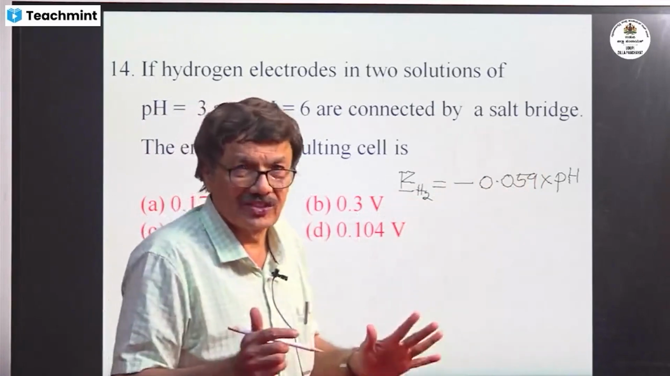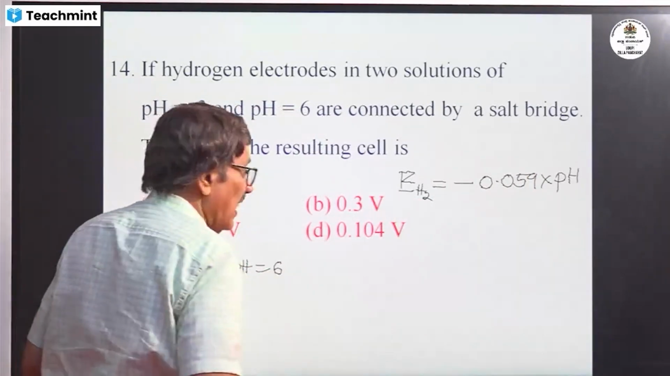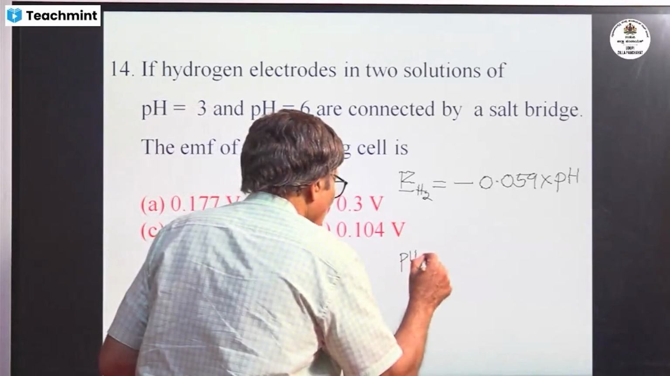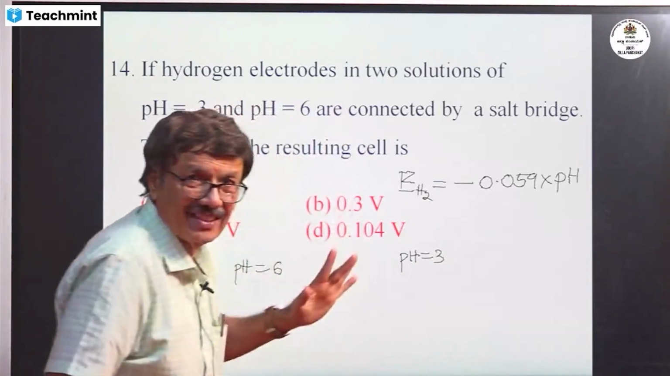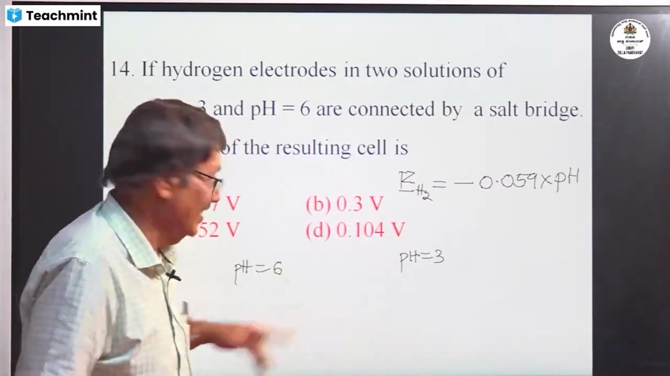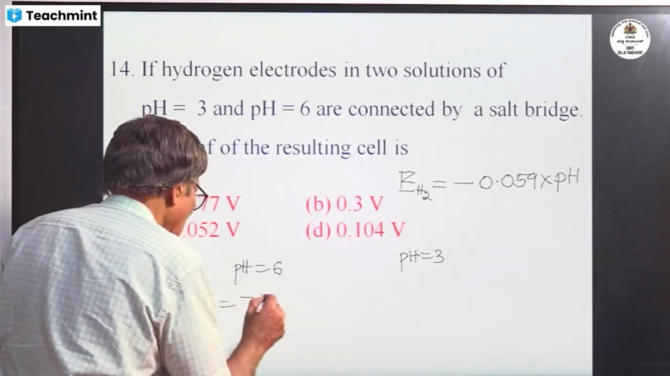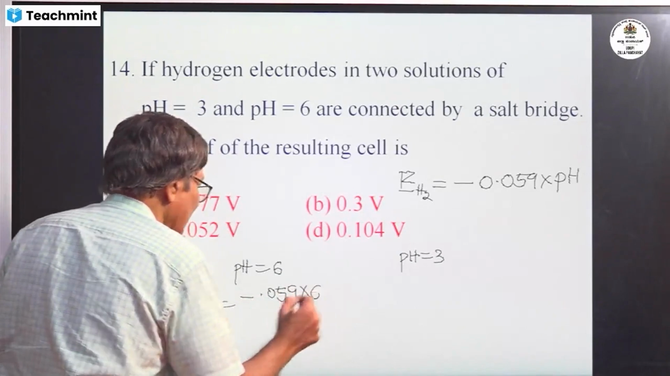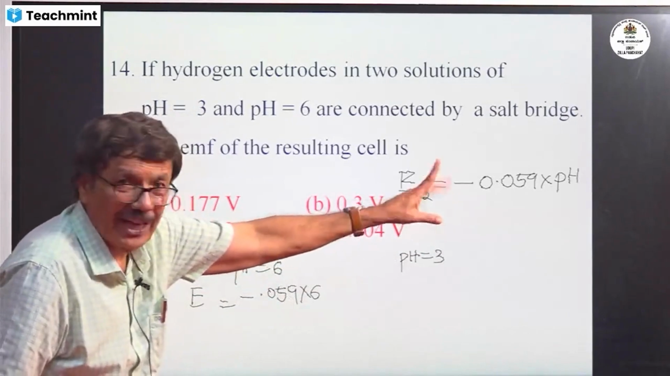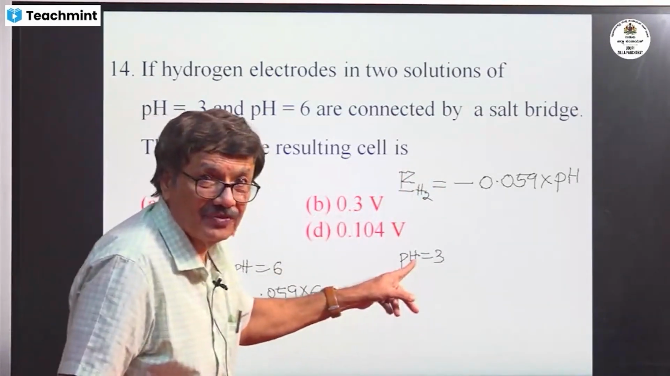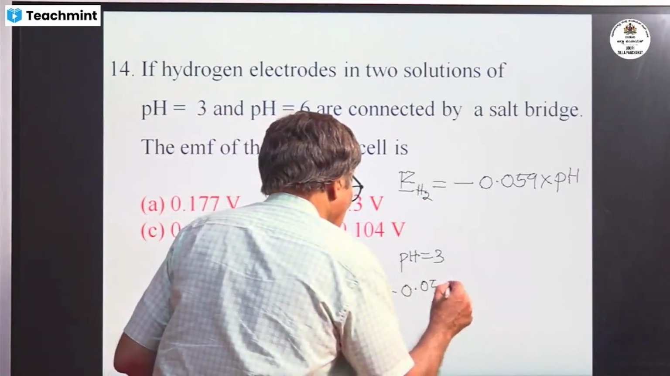Now the two solutions. One is pH 6, another is pH 3. This also is hydrogen. One is pH 3, another is pH 6. What is the electrode potential of this? Electrode potential E1 is minus 0.059 into 6. Correct now? Because that is the general formula, minus 0.059 into pH. What is the electrode potential of this hydrogen electrode? Minus 0.059 into 3.